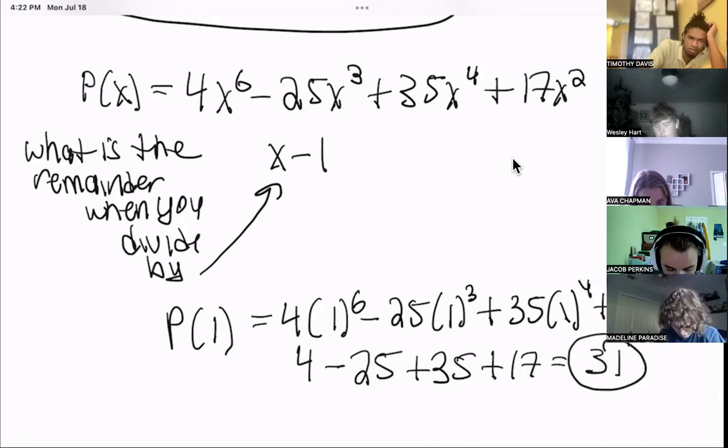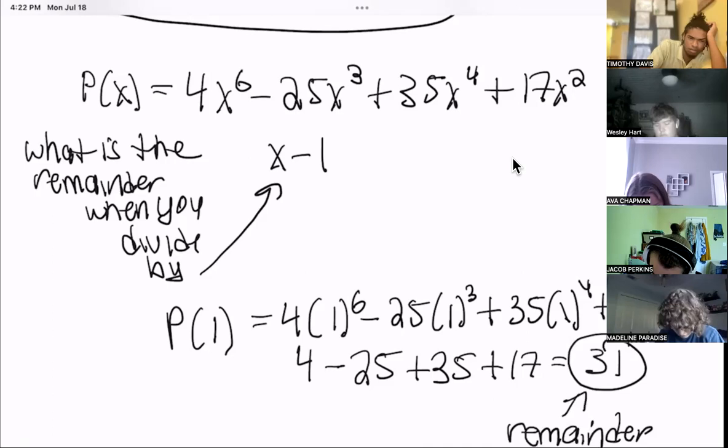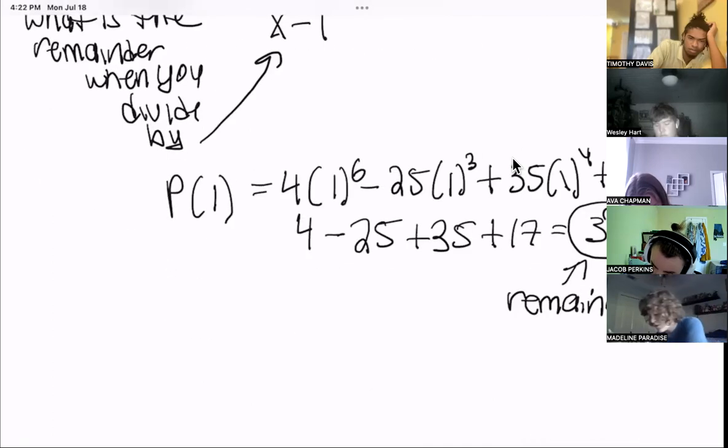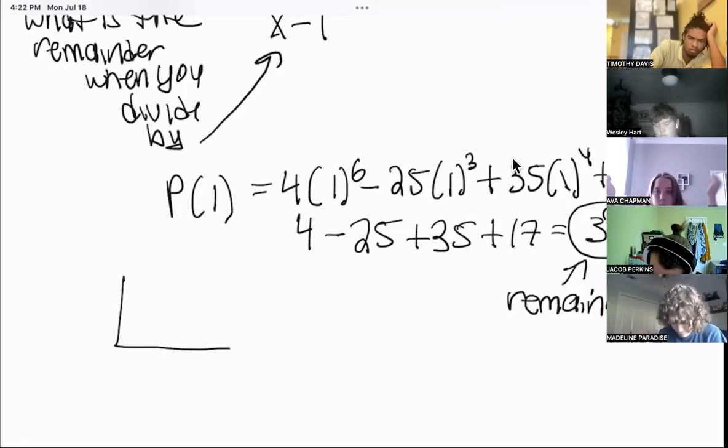What you just found was the remainder. To find the remainder quickly, you take what you would have divided synthetically by, whatever that number is, and you plug it in for x, and you will find your remainder.